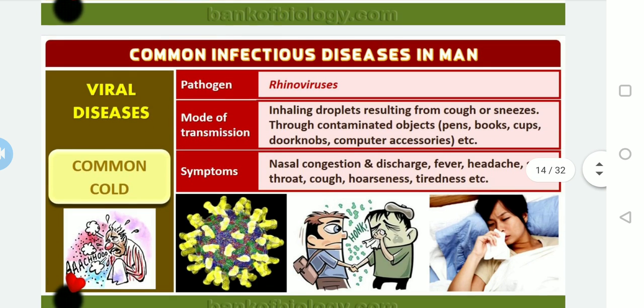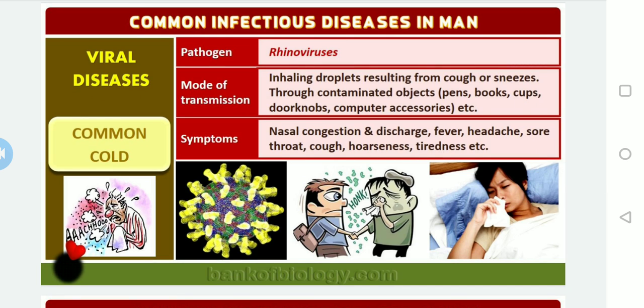As I said, the pathogen responsible for the common cold is the rhinovirus, and the organs affected are the nose and respiratory passage, or respiratory tract. Then the mode of transmission, how it is transmitted from one person to another: direct inhalation of droplets, that is aerosols, from cough and sneeze.